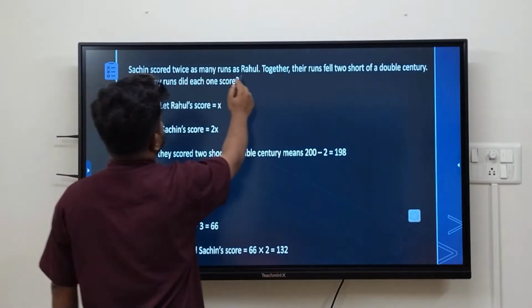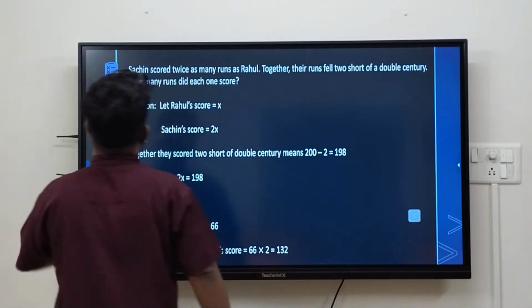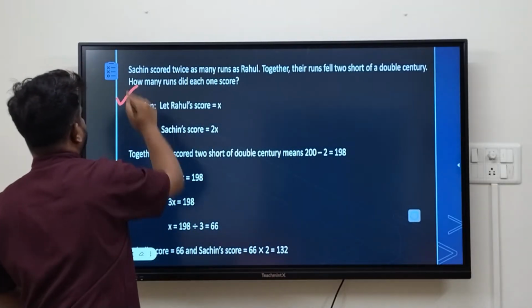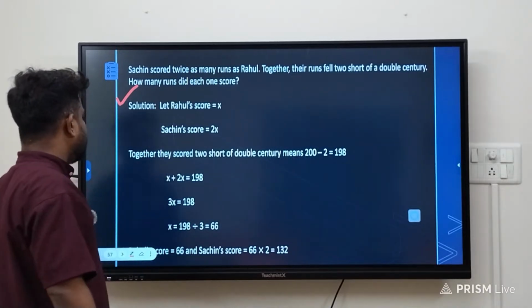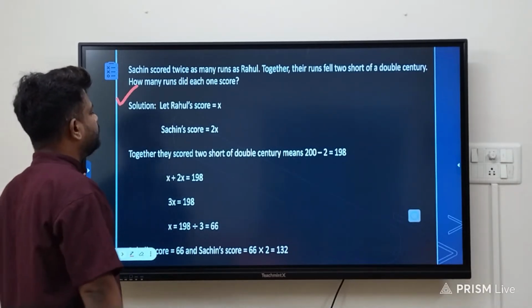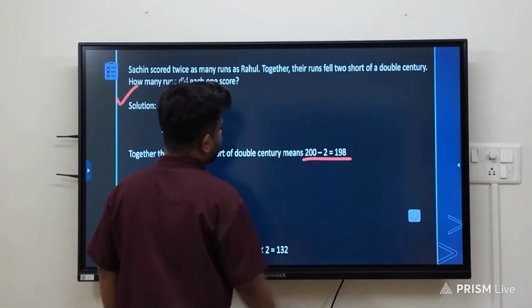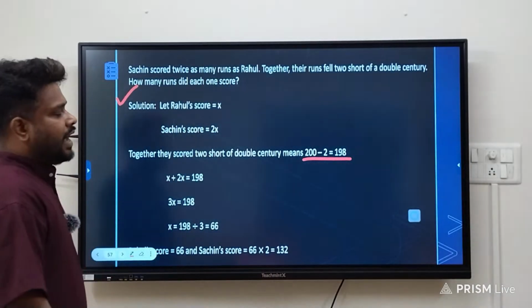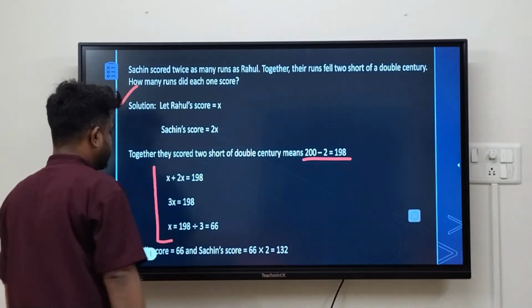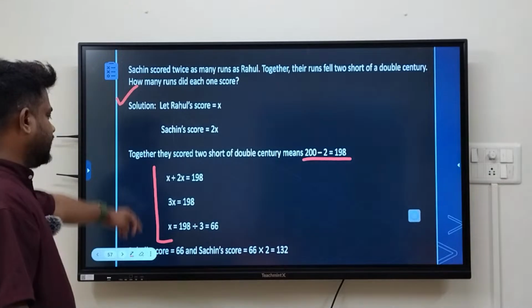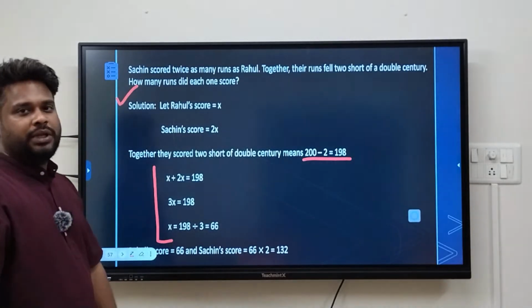Sachin scored twice as many runs as Rahul. This one is the question. So from the solution part, let Rahul score X and then Sachin's score will be 2x. Together they scored 2 short of a double century. That means 200 minus 2, and that will be 198. So the equation will be x plus 2x equals 198, and the solution will be like this.